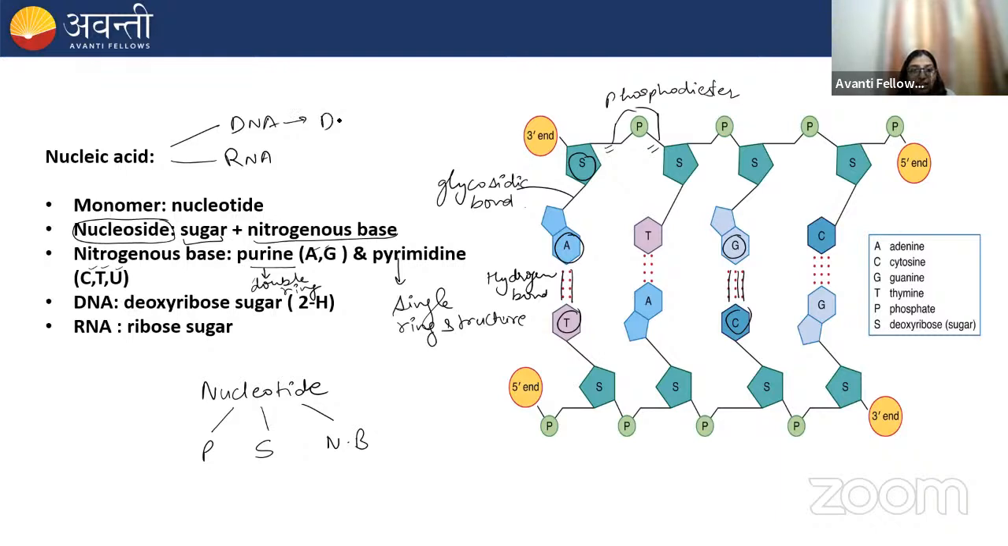DNA has deoxyribose sugar, and RNA has ribose sugar. In DNA, the sugar is deoxyribose. Why is it deoxy? Because on the second position there is a hydrogen instead of a hydroxyl group. In ribose sugar, which is present in RNA, at the second position this hydroxyl group is present. But in DNA the sugar is deoxyribose because on the second position of the sugar there is a hydrogen instead of a hydroxyl group.